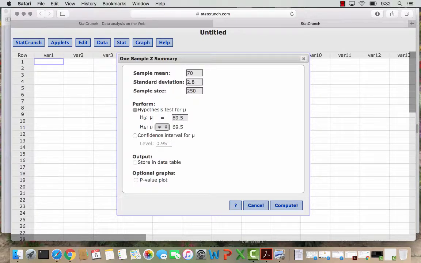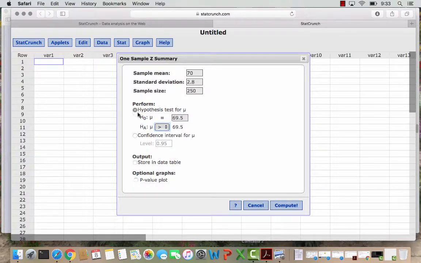What's really great about StatCrunch is that as soon as I type in the 69.5 here, notice it auto-fills it in for the alternative hypothesis, because you have to have the same value here. StatCrunch is making sure you can't make any mistake and put different values in here. Since our claim is that the mean height for LMC young men is greater than this, we use the greater than inequality.